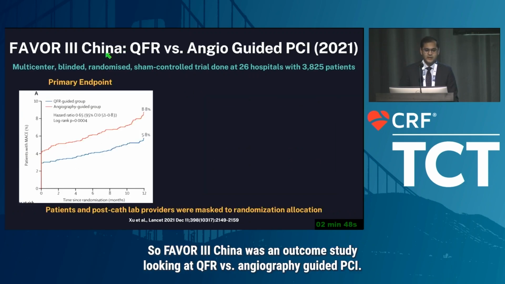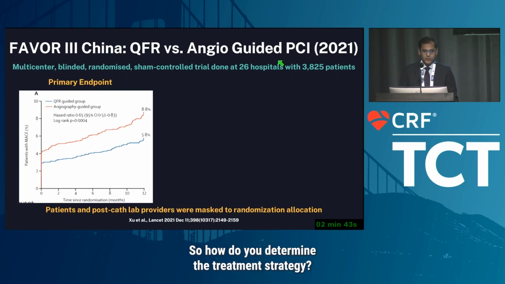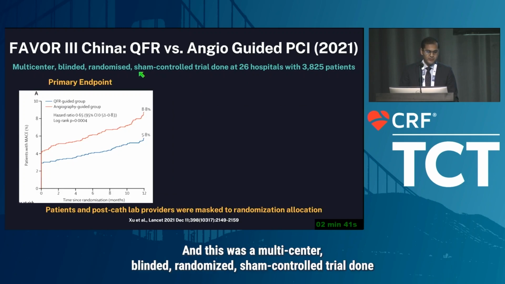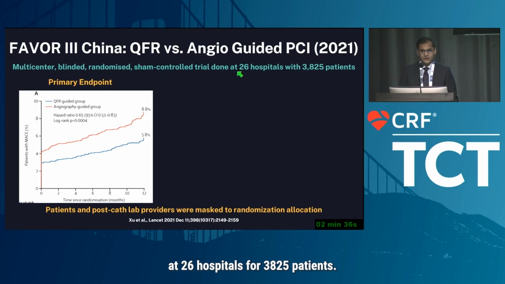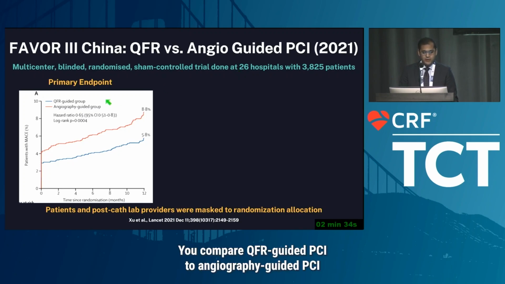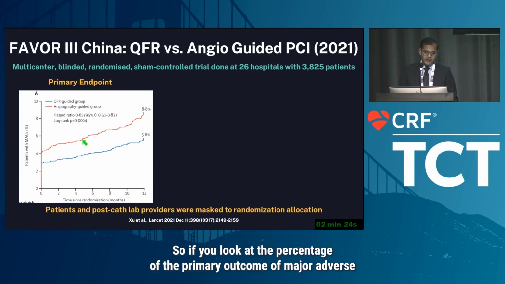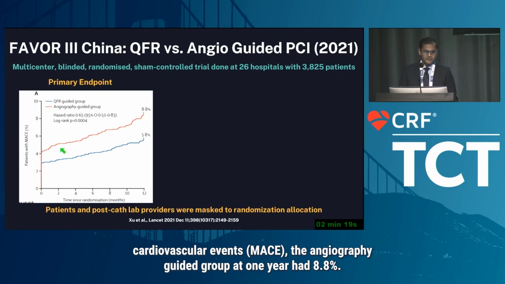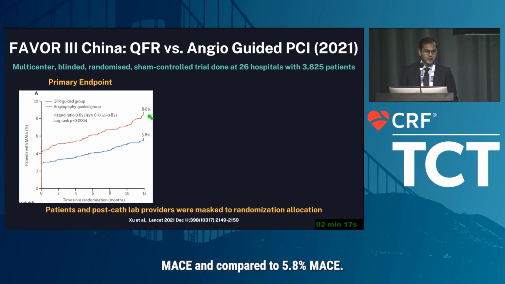FAVOR 3 China was an outcome study looking at QFR versus angiography-guided PCI. So how do you determine the treatment strategy? This was a multi-center, blinded, randomized, sham-controlled trial done at 26 hospitals with 3,825 patients, comparing QFR-guided PCI to angiography-guided PCI. For the primary outcome of major adverse cardiovascular events at 1 year, the angiography-guided group had 8.8% MACE, compared to 5.8% MACE.